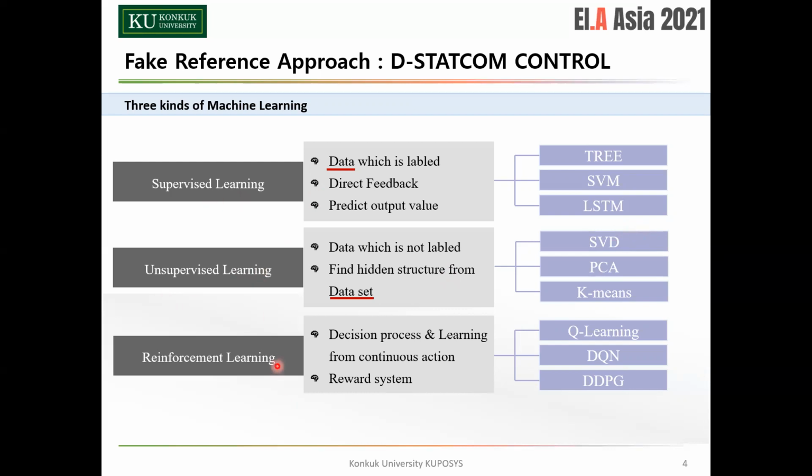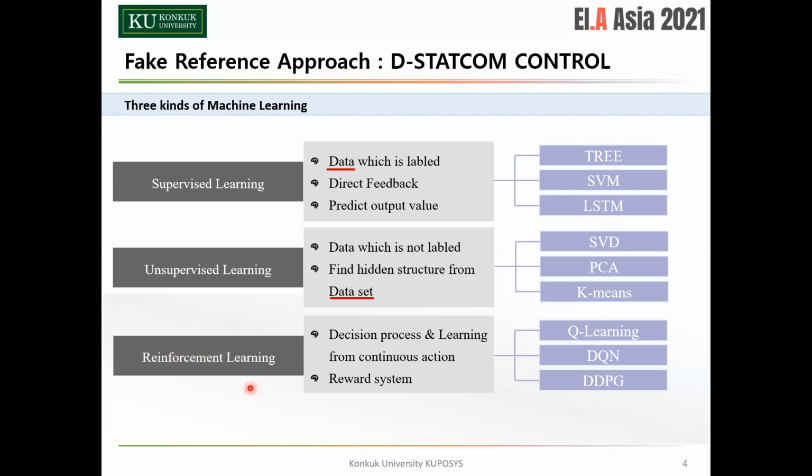It doesn't need a data set. It is an area of machine learning concerned with how intelligent agents ought to take actions in an environment in order to maximize the cumulative reward. Reinforcement learning differs from supervised learning in not needing labeled input-output pairs to be presented, and in not needing suboptimal actions to be explicitly corrected.